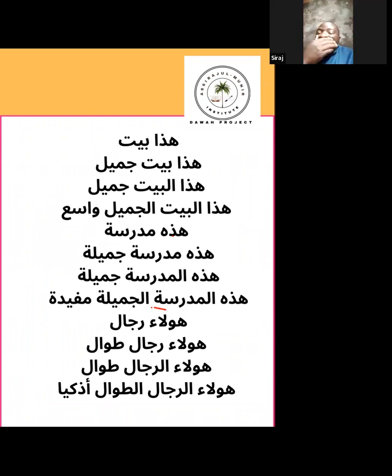You just change it. We said for the plural, when it is non-human being, you use hadihi. Whether it is masculine or feminine, bait is masculine, madrasatun is feminine, so you treat them the same way. هذه بيوت. هذه بيوت جميلة. هذه البيوت جميلة. هذه البيوت الجميلة واسعة. هذه مدرسة. You say هذه مدارس. هذه مدارس جميلة. هذه المدارس جميلة. هذه المدارس الجميلة مفيدة.